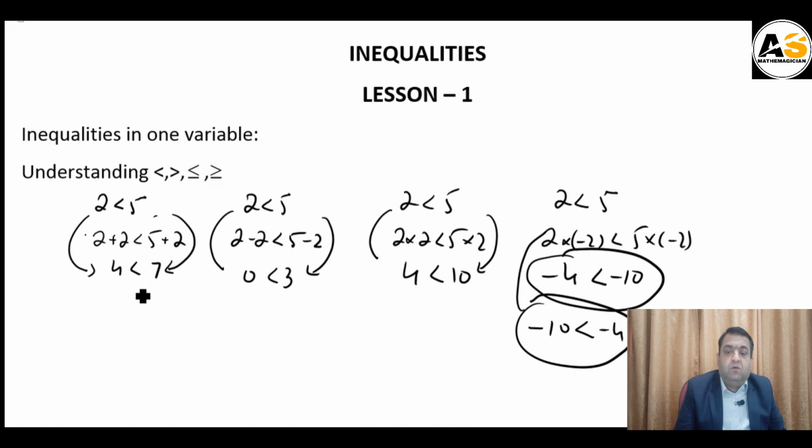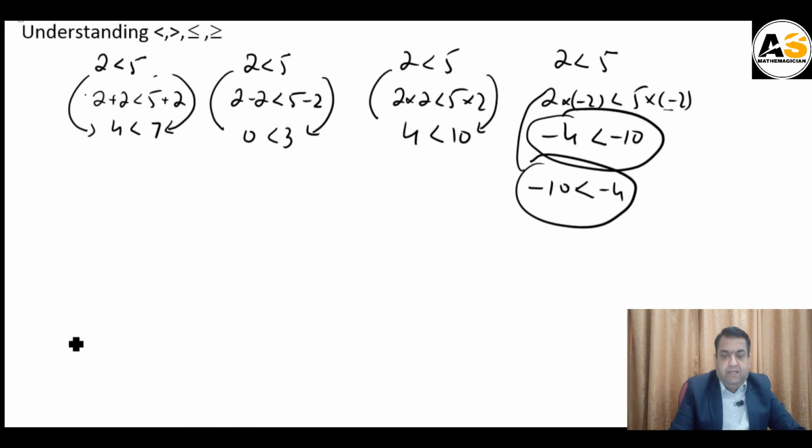So the conclusion can be drawn that if we are given an inequality, we can add any positive number on both sides, and the inequality will remain the same. We can subtract any positive number from both sides, and the inequality will remain the same. We can multiply any positive number on both sides, and the inequality will remain the same. But when we multiply by any negative number on both sides, the inequality will be reversed. Less than sign will become greater than sign. Greater than sign will become less than sign. So these are the operations which we can perform to solve any inequality.